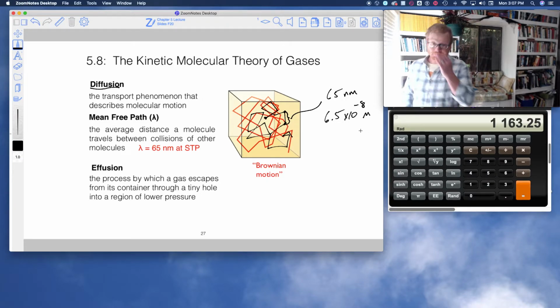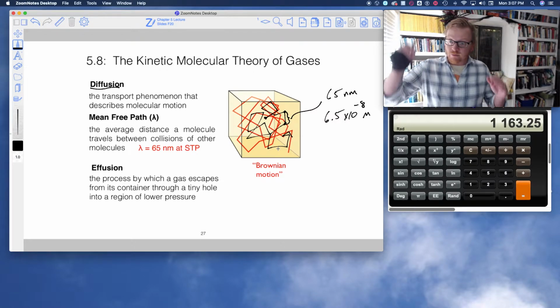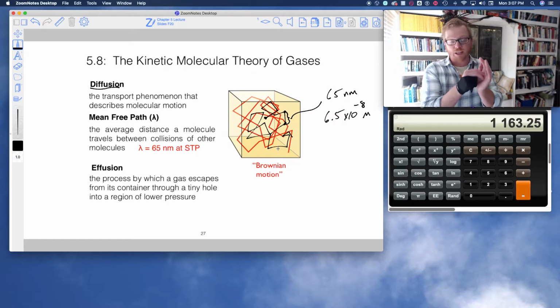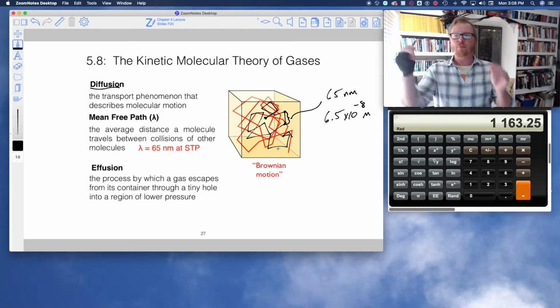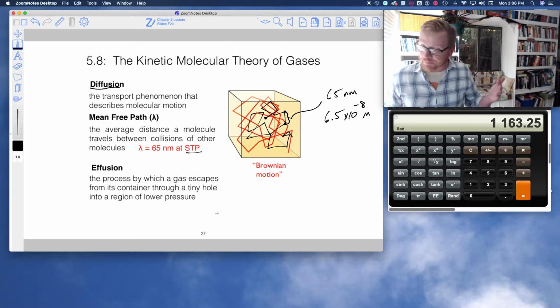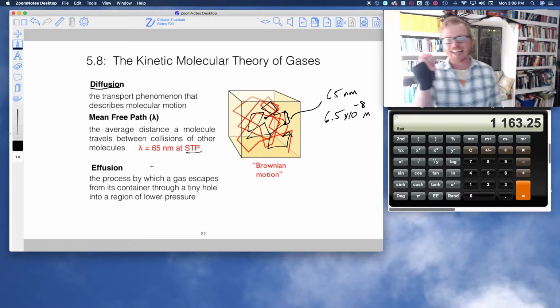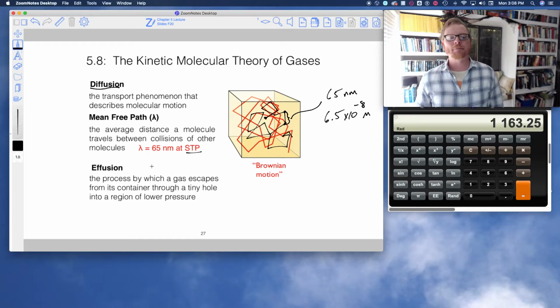What does that mean? That means every 65 nanometers, a molecule is colliding with another molecule, which is part of the reason why they've got all this crazy motion. They're colliding with each other all the time, and they can't go in a straight line. So mean free path is the average distance a molecule travels between collisions with other molecules. At STP, remember, standard temperature and pressure, it's about 65 nanometers. That's tiny, teeny, teeny, tiny.